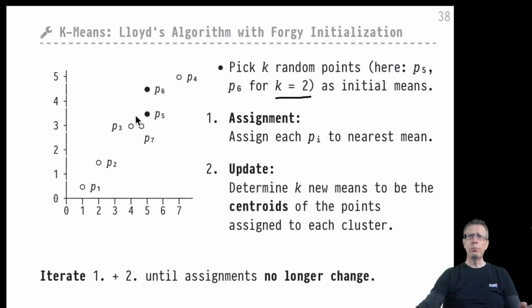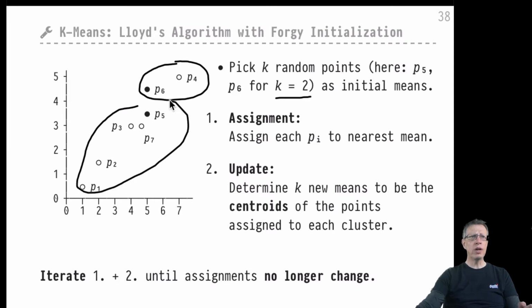Well, how would we proceed then? Well, in 2 steps. In the first step, we would look at all these 7 points here and would assign each of these 7 points to their nearest mean. I think this will probably lead to an assignment that looks like this. So P4 is closest to P6 here. All other points, including P5 of course, are closest to P5. And that would be the first initial assignment of our points to clusters.